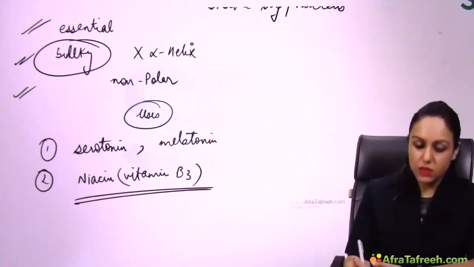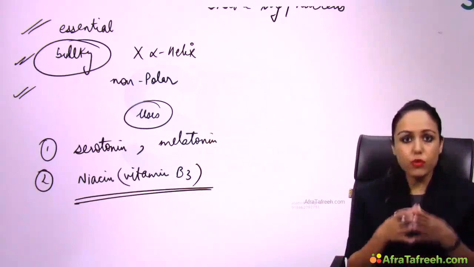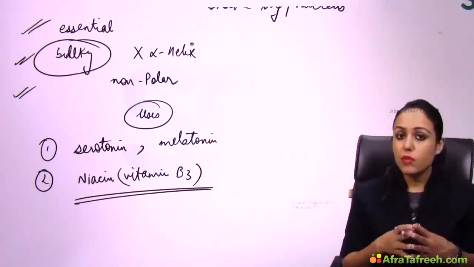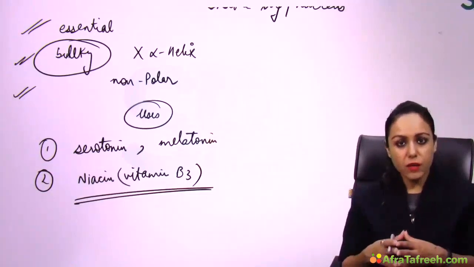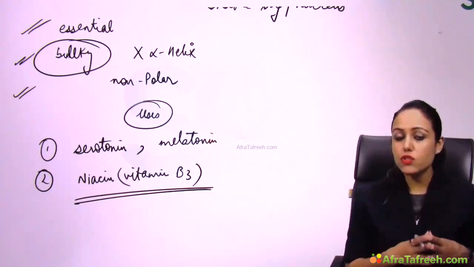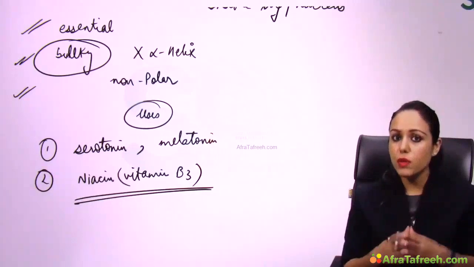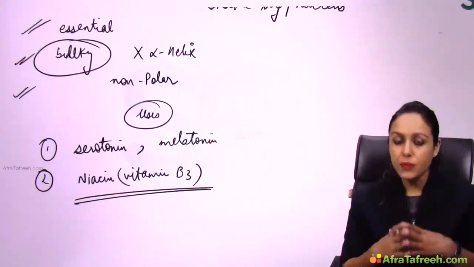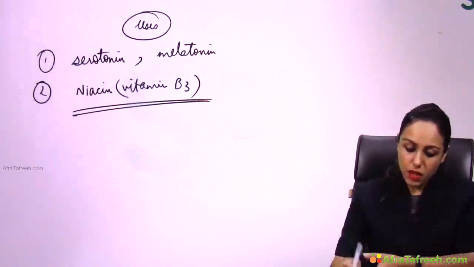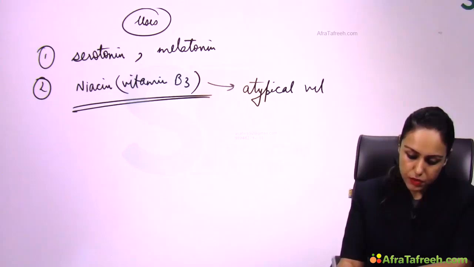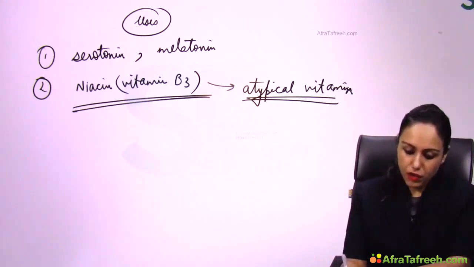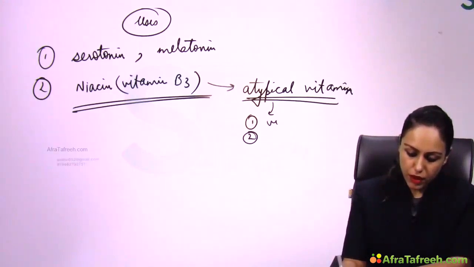You know, a vitamin means a thing which is not formed in the body. We have to take vitamins in diet, right? But you can see here that one amino acid is forming one vitamin. That is, the amino acid tryptophan is forming vitamin B3 or niacin, and because this vitamin is getting formed in the body, it is called an atypical vitamin. Atypical vitamin, because usually vitamins are not formed in the body. We have only two atypical vitamins. One is vitamin B3, the other is vitamin D.